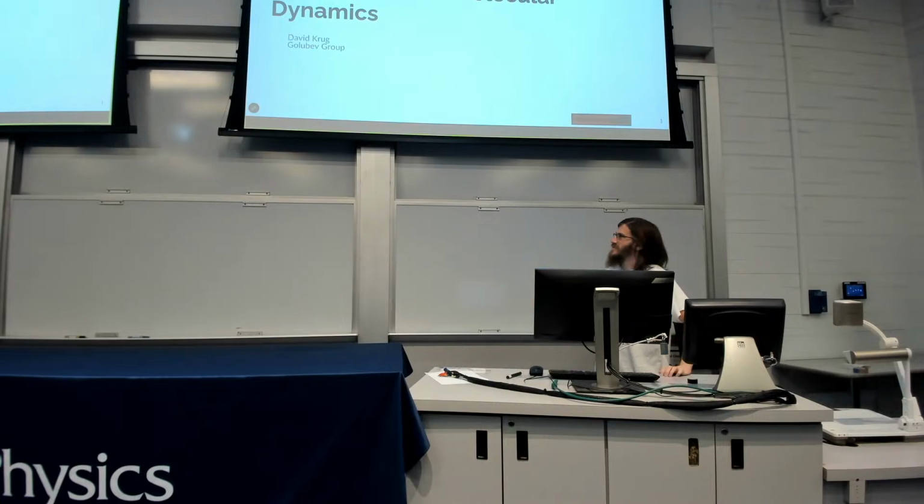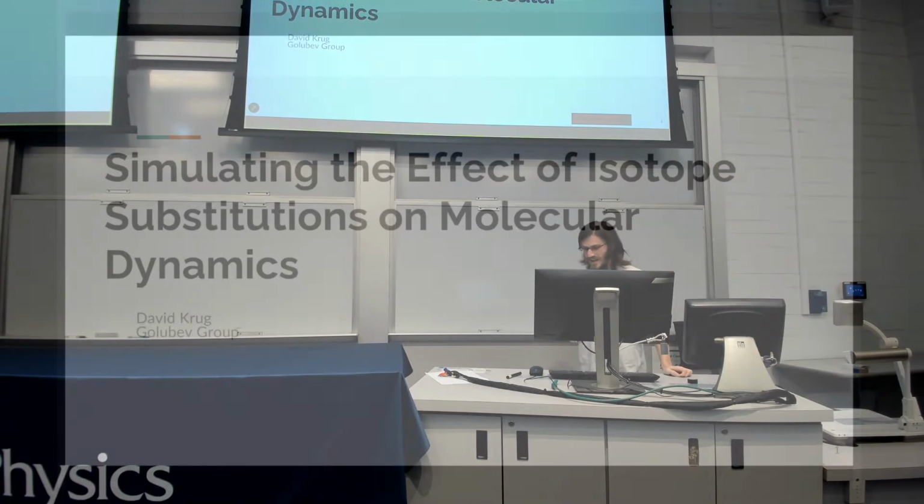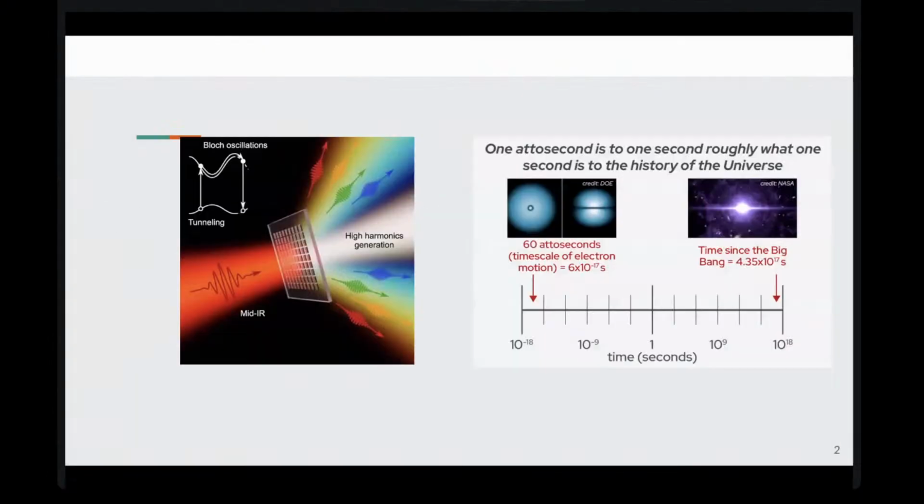My name is David Cruz. I work under Engel's group, and this is simulating the best substitutions on molecular diagrams. So, in recent developments, technology has advanced to the point where we can essentially probe very small timescales. This is mainly through the laser technique known as high harmonic generation. And they are able to approach the scale of attoseconds, or 10 to the minus 18.